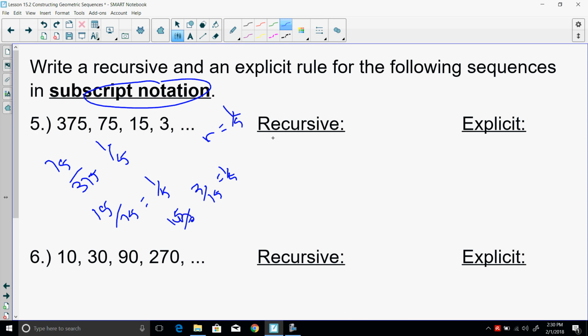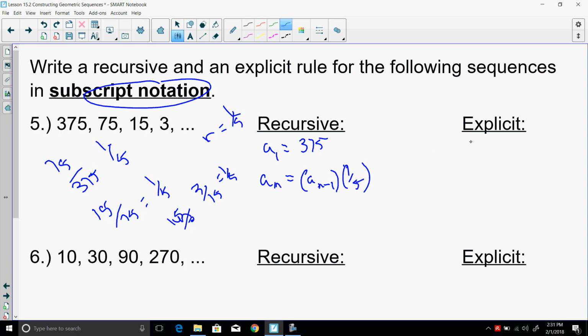So how do I write my recursive rule now in this notation? Instead of writing f of 1, I will write a sub 1, and that's going to be equal to 375. And then instead of f of n, I will write a sub n, and that is going to be equal to a sub n minus 1, in parentheses, times the 1/5. I wrote 1/2, my bad. 1/5.